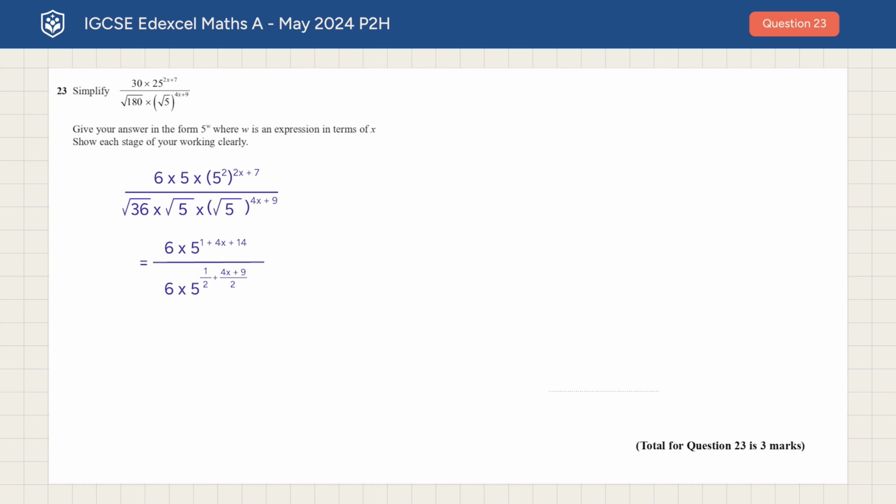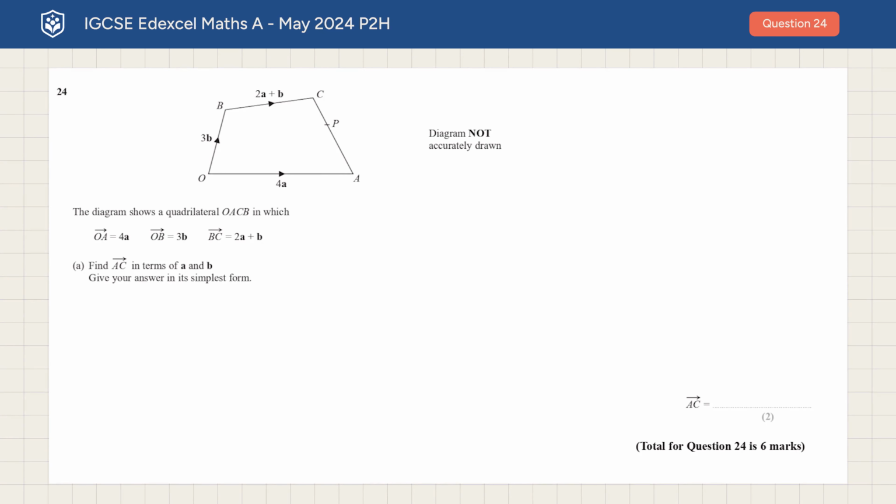Now let's put the whole fraction back together. We have 6 times 5 to the power of 4x plus 15 divided by 6 times 5 to the power of 2x plus 5. The 6's cancel out perfectly, leaving us with just our powers of 5. When we divide powers with the same base, we subtract the exponents. So our final exponent, w, is 4x plus 15 minus (2x plus 5). It gives 2x plus 10. So our final answer is 5 to the power of 2x plus 10.